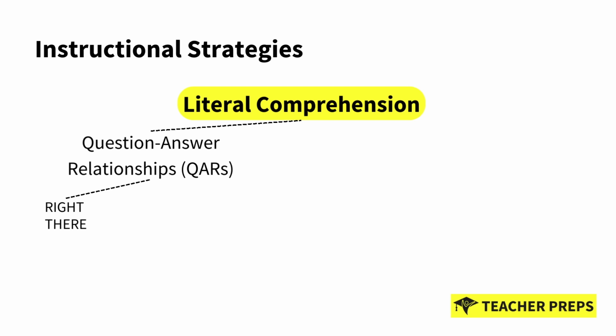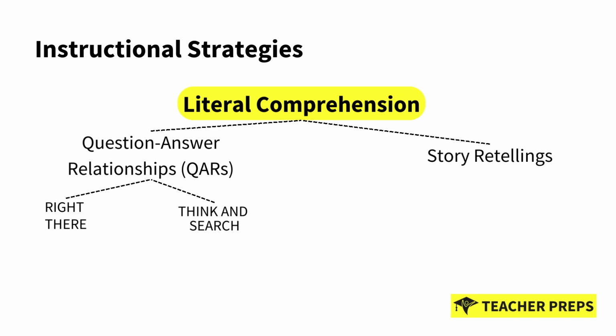And the second type of question is called think and search. The answers to these questions are found in the text, but require connecting information from different sections. The second literal comprehension checking instructional strategy to know is story retellings. This method involves students recalling and describing a text that they've read.